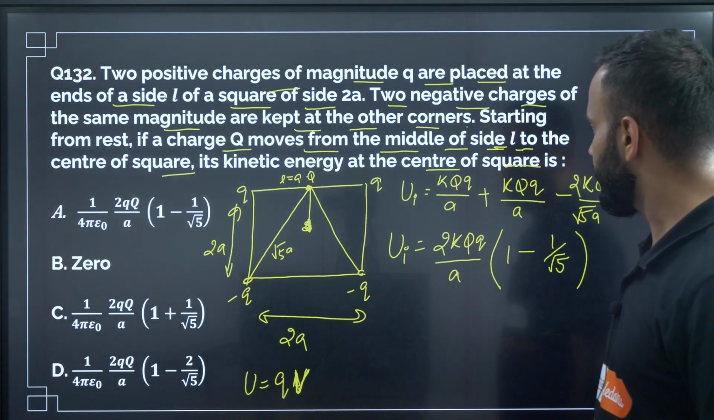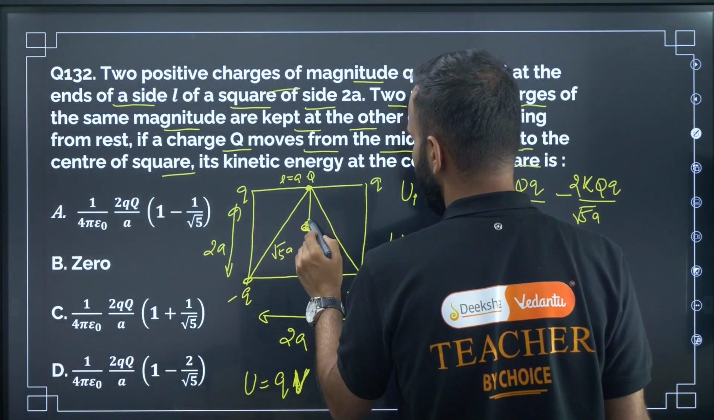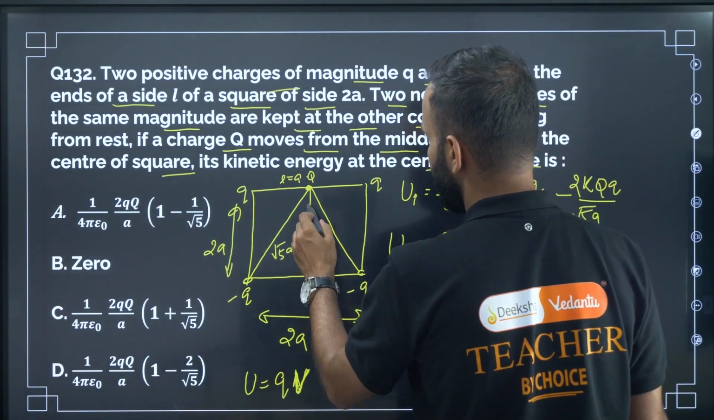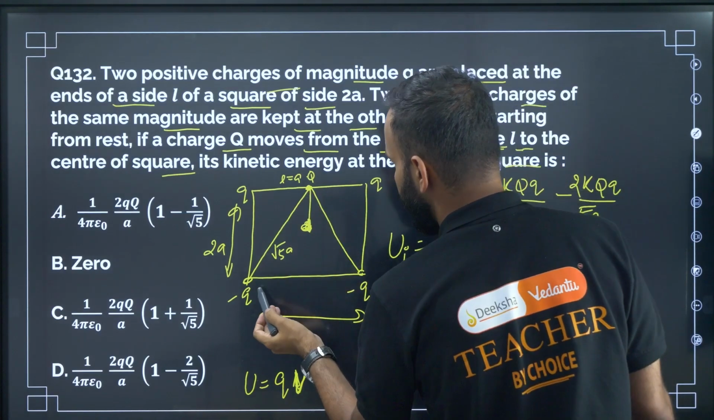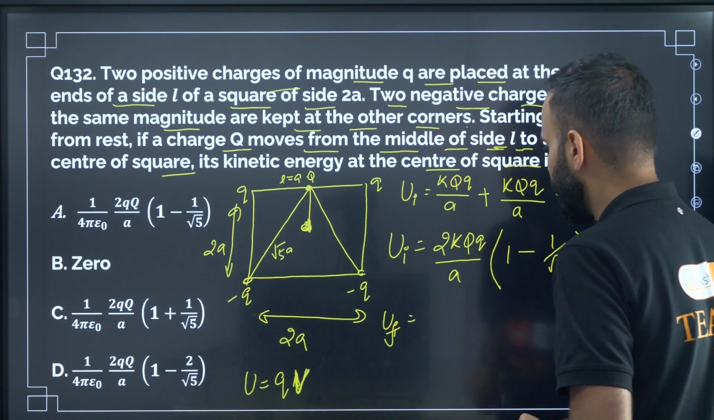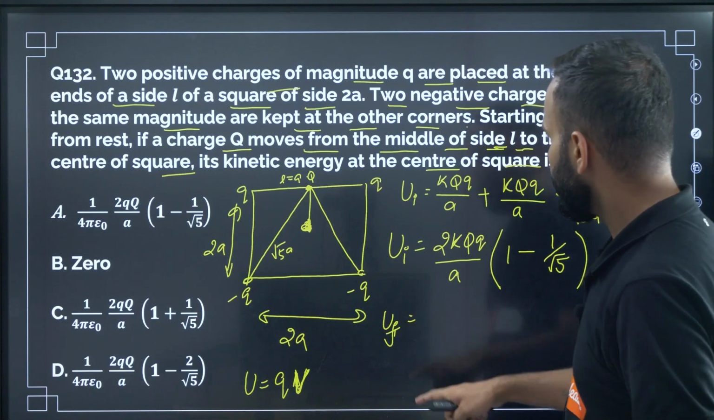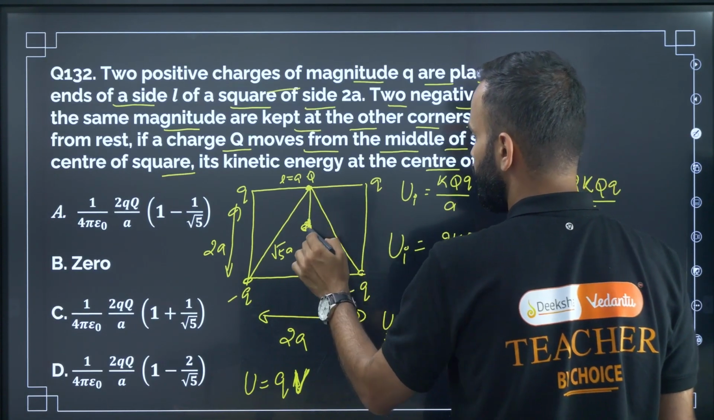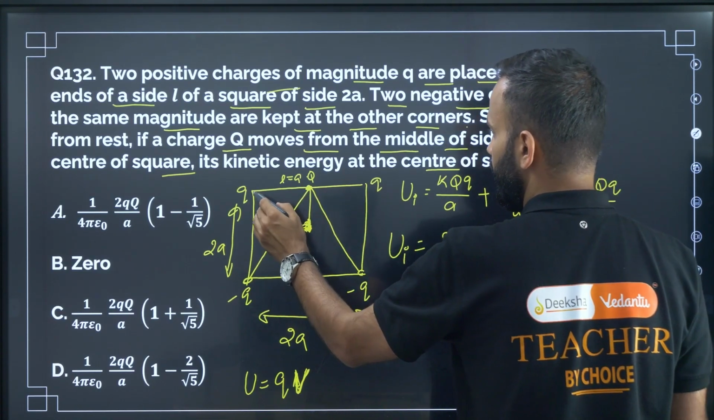What is the final potential energy? Here the final potential energy is the potential energy of the q at this point, right? That is the center of the square, right? So Uf is equal to, here, kQ, potential energy of Q at this point due to small q. So kQq divided by, what is the distance here?